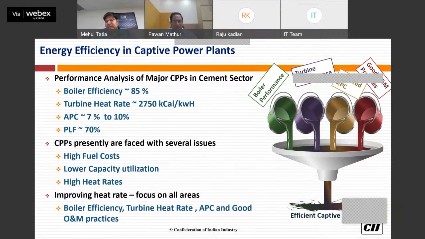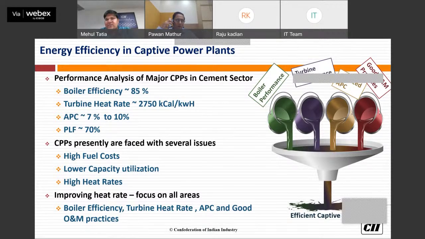On APC, the cement sector has been doing really well, but still there are a few plants which have scope to further reduce. The average lies between 7 to 10%. These numbers are for Indian coal, I would say, and PLF is around 70%. If I talk about some of the issues being faced by CPPs recently, I would like to talk about the high fuel cost, especially in the last 1 year where we have seen the fuel cost almost double. The plants have been really impacted by this.